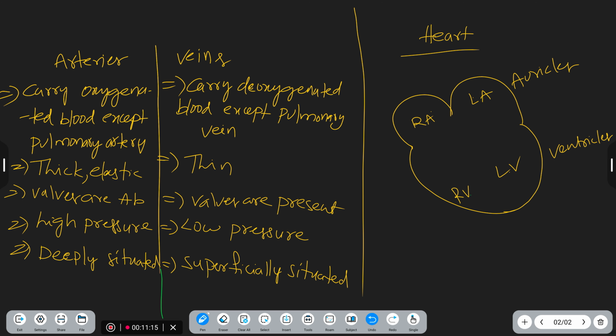So auricles, these are receiving chambers, blood receiving chambers. So that's why these are thin. But ventricles, two ventricles are pumping chambers. Pumping chambers. So these are thick. Understood? Okay. So between them the valves are present.